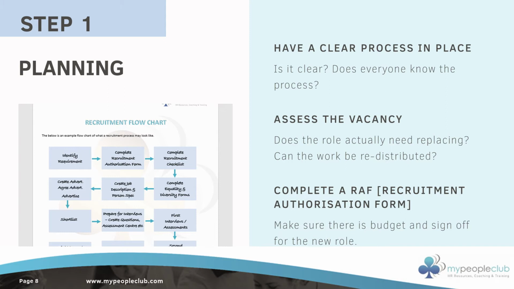Another thing people forget to do is actually assess the vacancy. When somebody leaves, human instinct is just to replace that role and think, right, that person's left, I need somebody to replace that role. But actually, over time, different roles change. So do you still need that role? Can that work actually be redistributed between the people that are there? Perhaps they're not at capacity and could take on a little bit more work, so you could save yourself the money for that role.